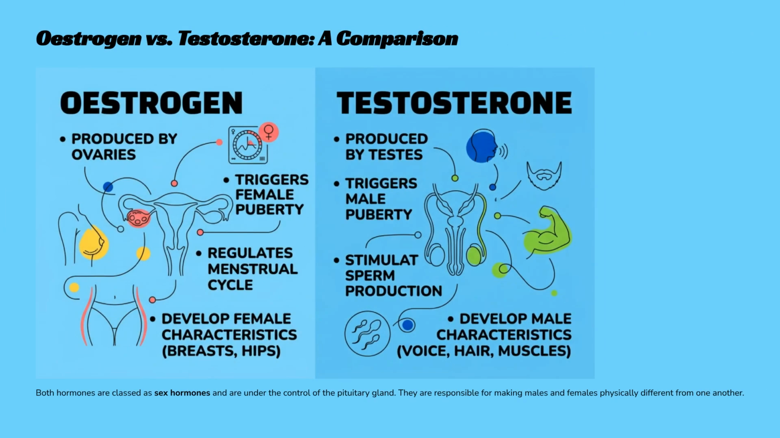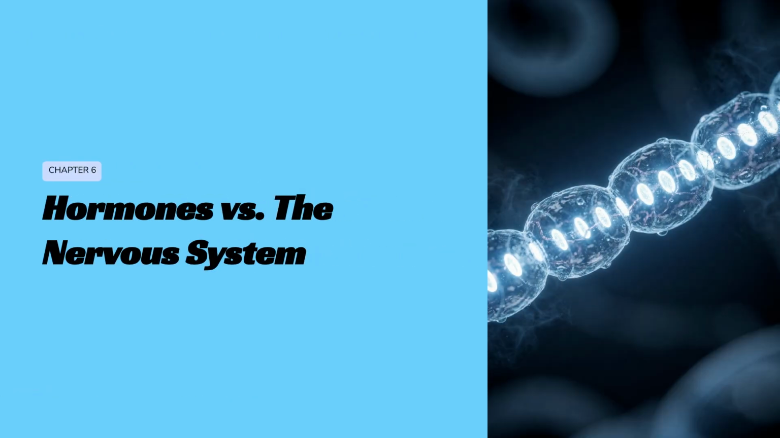Both estrogen and testosterone are sex hormones controlled by the pituitary gland. They drive puberty and are essential for reproductive function, differentiating males and females physically. Chapter 6 will compare the hormonal system with the nervous system to highlight their differences in control and communication.